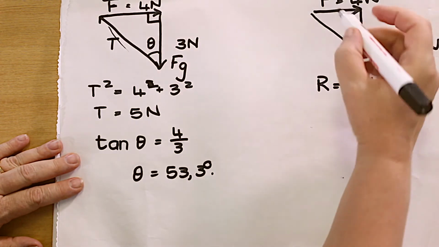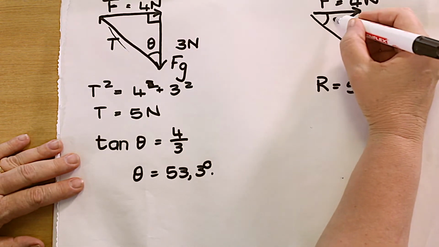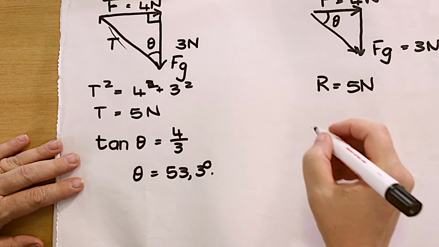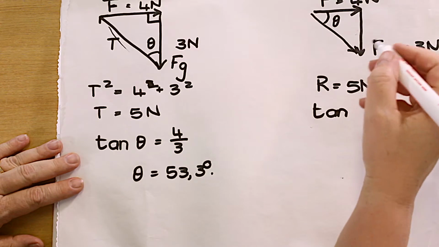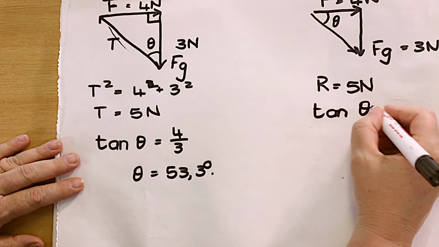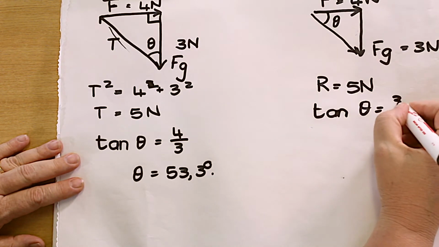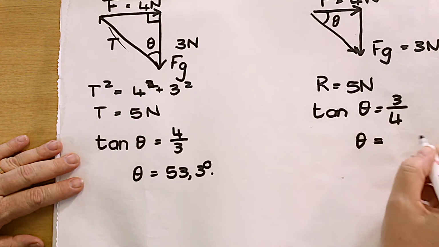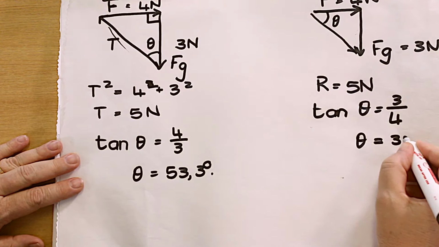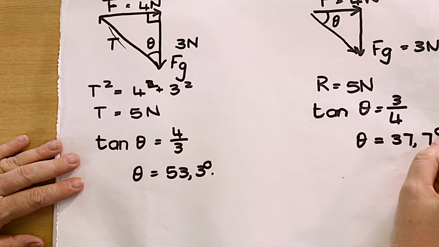But where will my angle be in this case? My angle will be over there. And my angle tan theta will be, in this case, opposite 3 divided by 4. And I get my angle as 37.7 degrees. What is the difference between my resultant and my equilibriant?